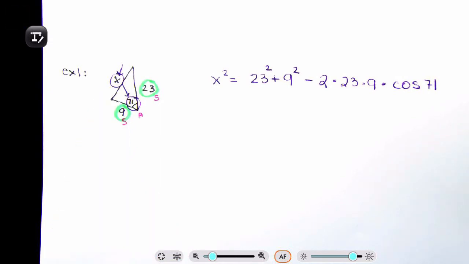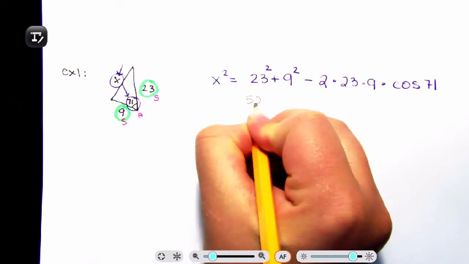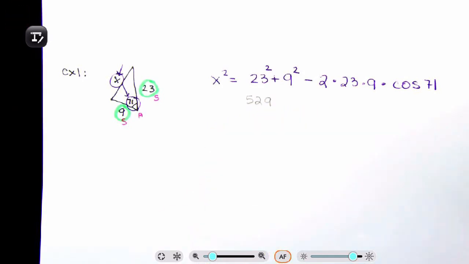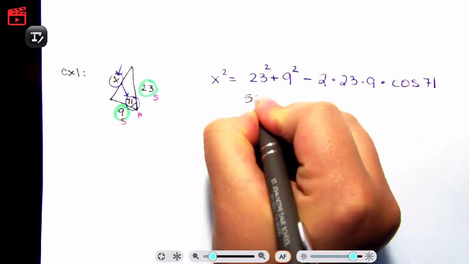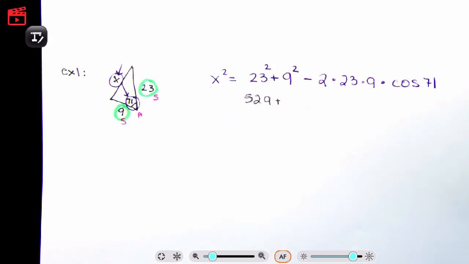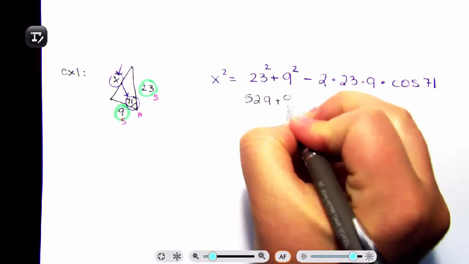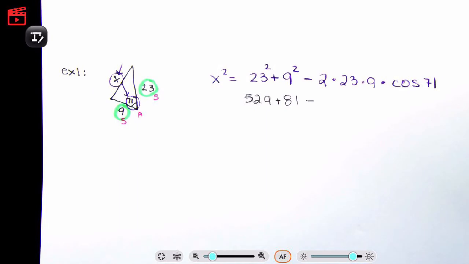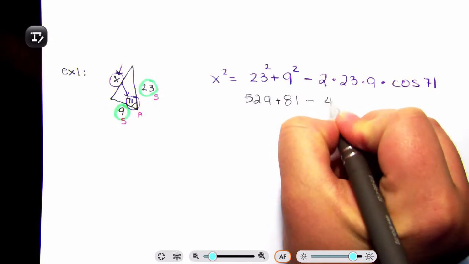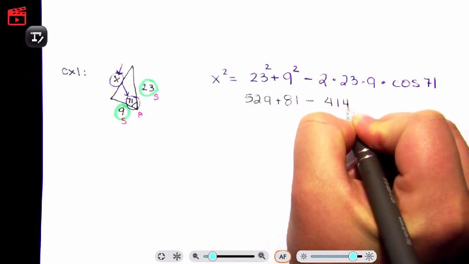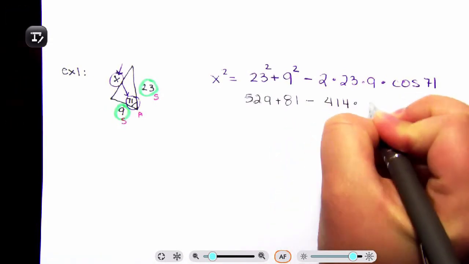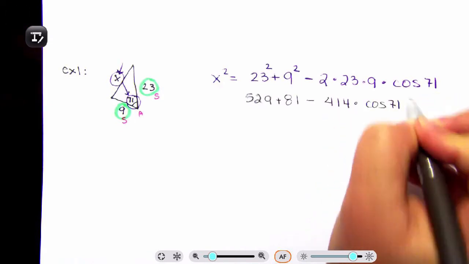And you solve. 23 squared is 529. 529 plus 9 squared, 81. You can do that all in one, you know, add that. So I have 2 times 23 times 9, so I have 414. 414 times cosine of 71. I'm going to leave cosine of 71.